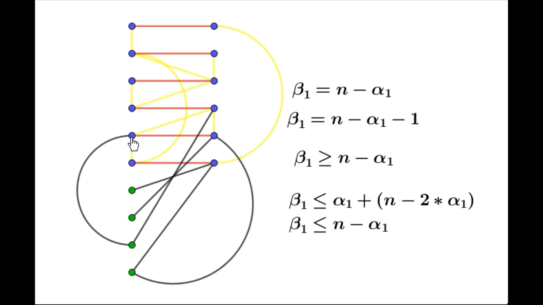Let me consider one more case. One can think that using these two black edges, one can cover these two blue vertices instead of using this red edge. But this is not permissible, because if this is the case, then the matching is not maximum, because now one can remove this edge and add these 2 and get a matching of size alpha 1 plus 1, right? So this is also not permissible, and hence we can say that alpha 1 plus beta 1 is equal to n.